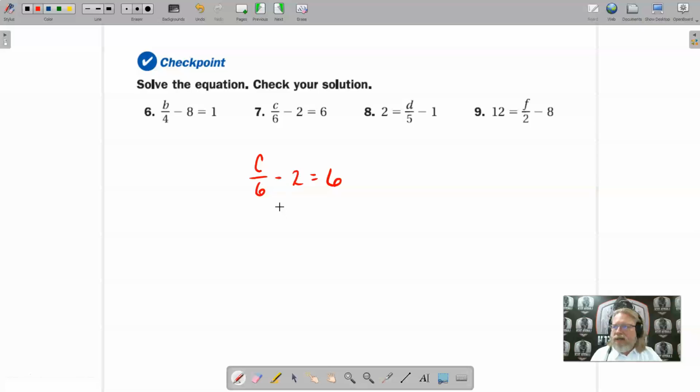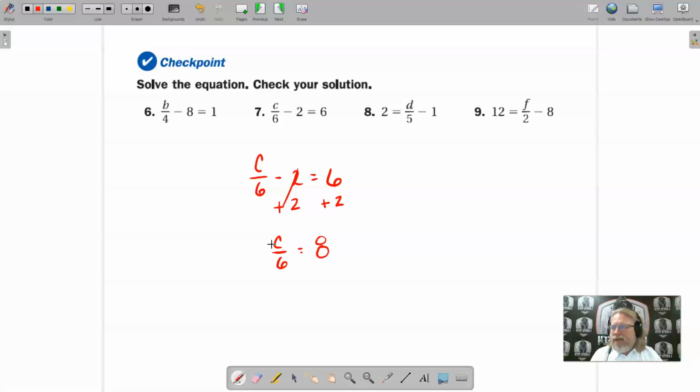So it is subtraction, so the opposite operation is addition. And we're going to add the very number we wish to get rid of, which is 2. And what we do to one side, we have to do to the other. So we end up with c over 6, because these are going to cancel each other, and 6 plus 2 equals 8.